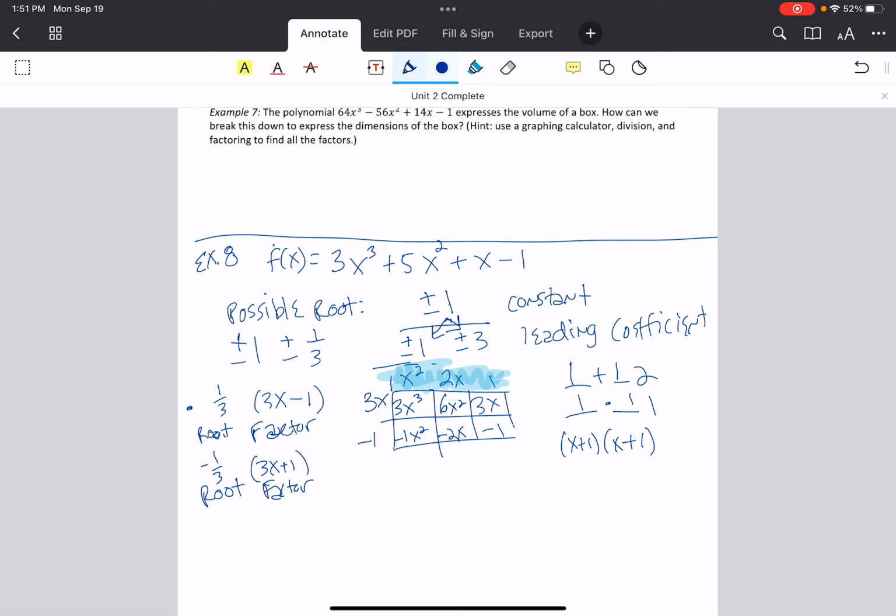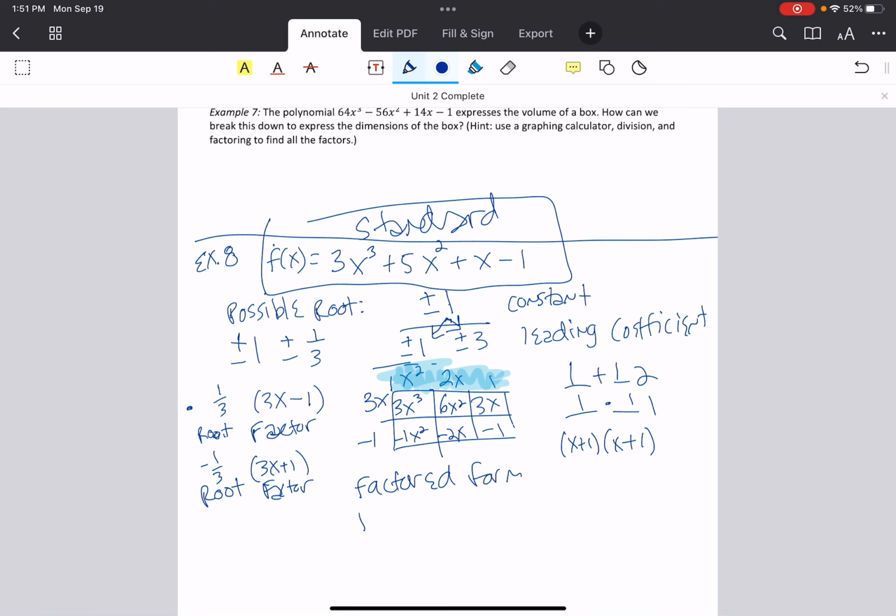Okay, that's what I got. Is that too fast? No. So then if I want f of x, so this is f of x in standard form, right? If I want it in factored or intercept form, I would say f of x is 3x minus 1 times x plus 1 squared, right?